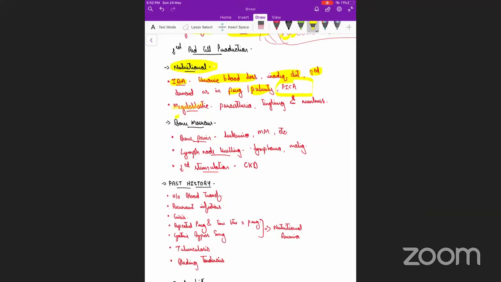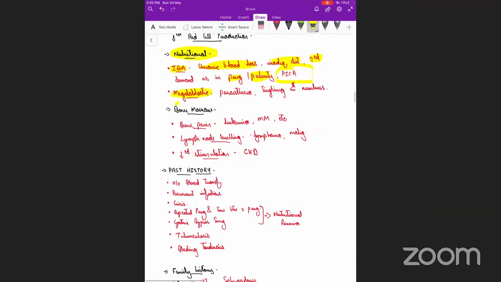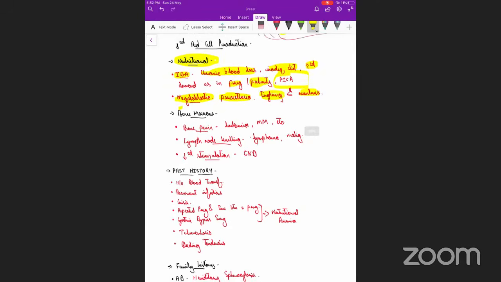Next, there is megaloblastic anemia. Megaloblastic anemia will lead to certain neurological complications, which can cause tingling and numbness, paresthesia, all these things. So this is important.